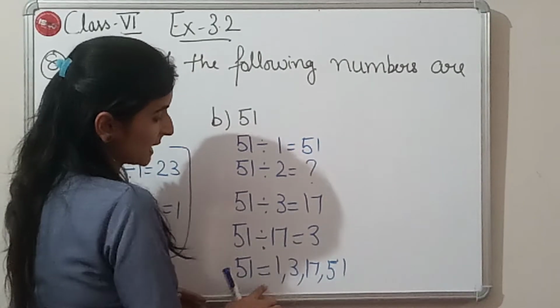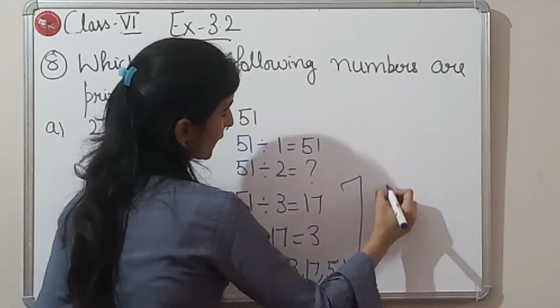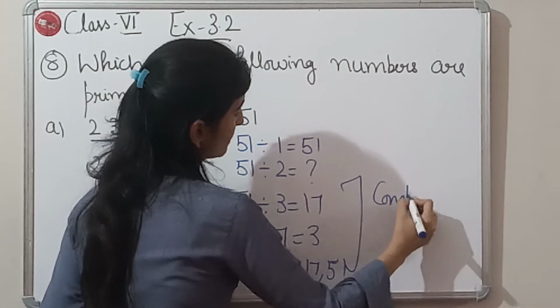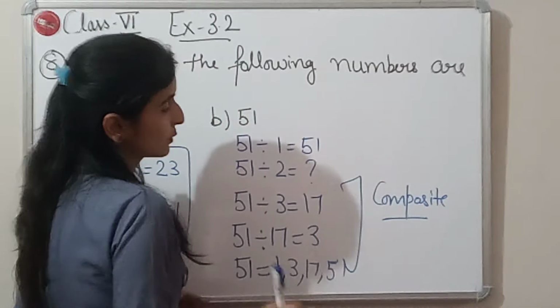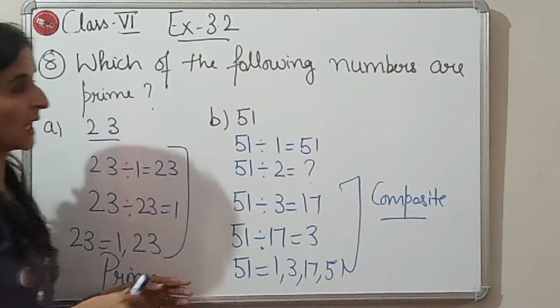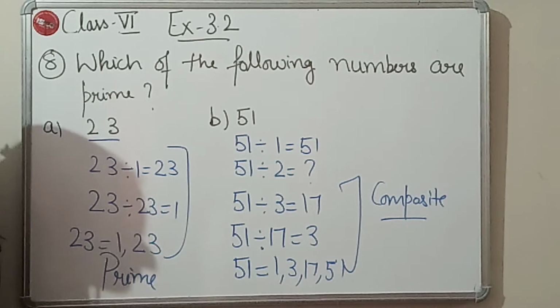So that means it has more than 2 factors. If it has more than 2 factors, then it is not a prime number. It's a composite number. Clear? So that is how we have to do this kind of question. And there are 2 more parts for this question that you have to do yourself. Clear? So now let's come to the next question.